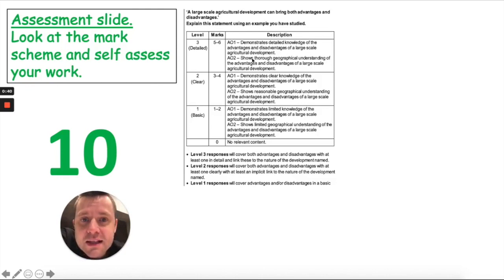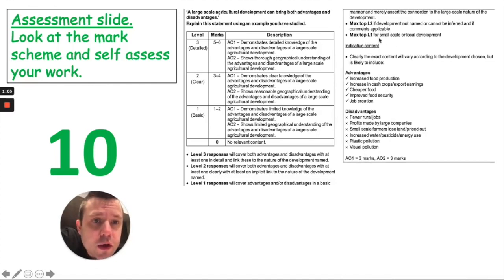Whereas to get into level 3, you're going to have detailed knowledge, so maybe using examples of the amount of dams or how many canals the scheme has, which were in Mr. Bateau's video, and you can thoroughly understand and explain the advantages and disadvantages.